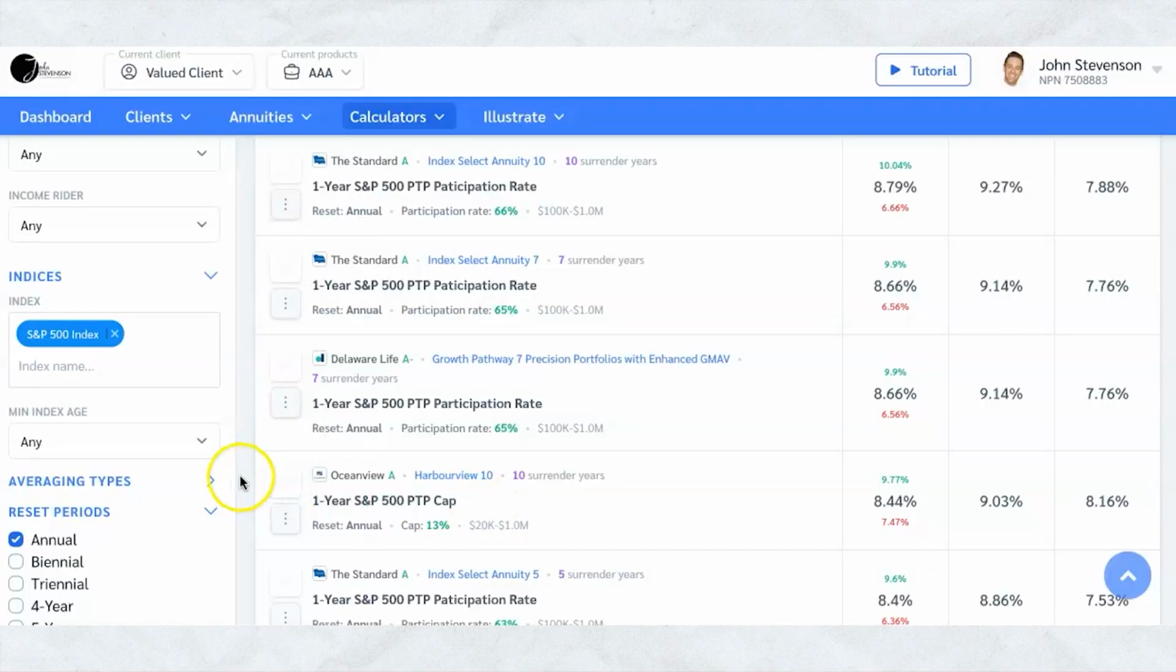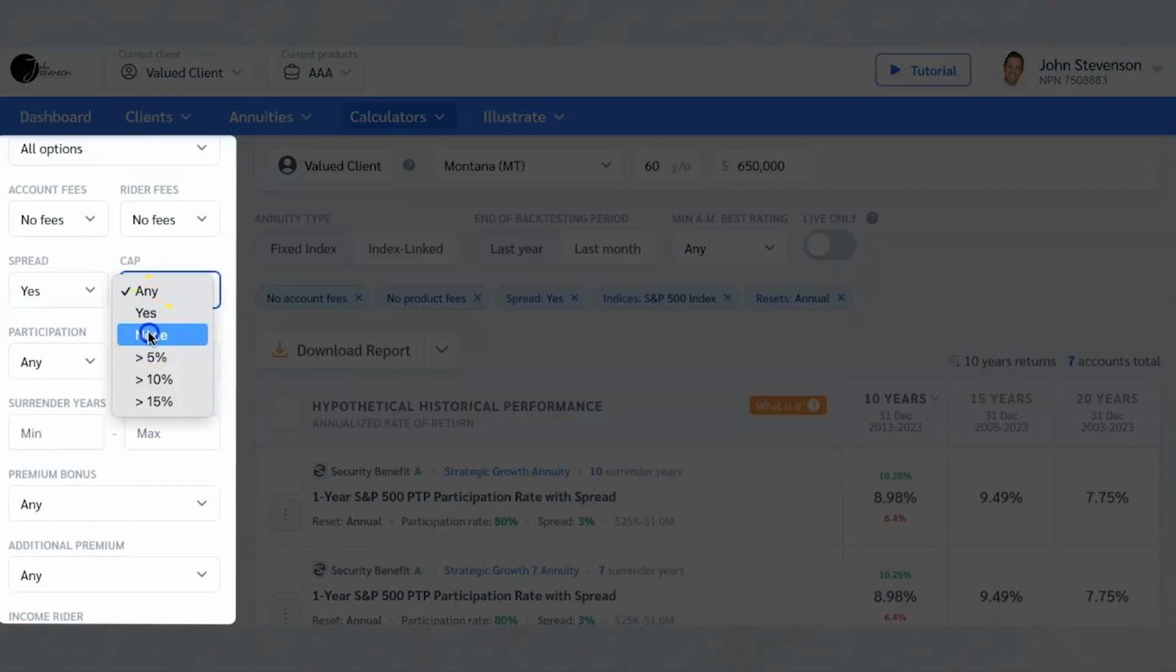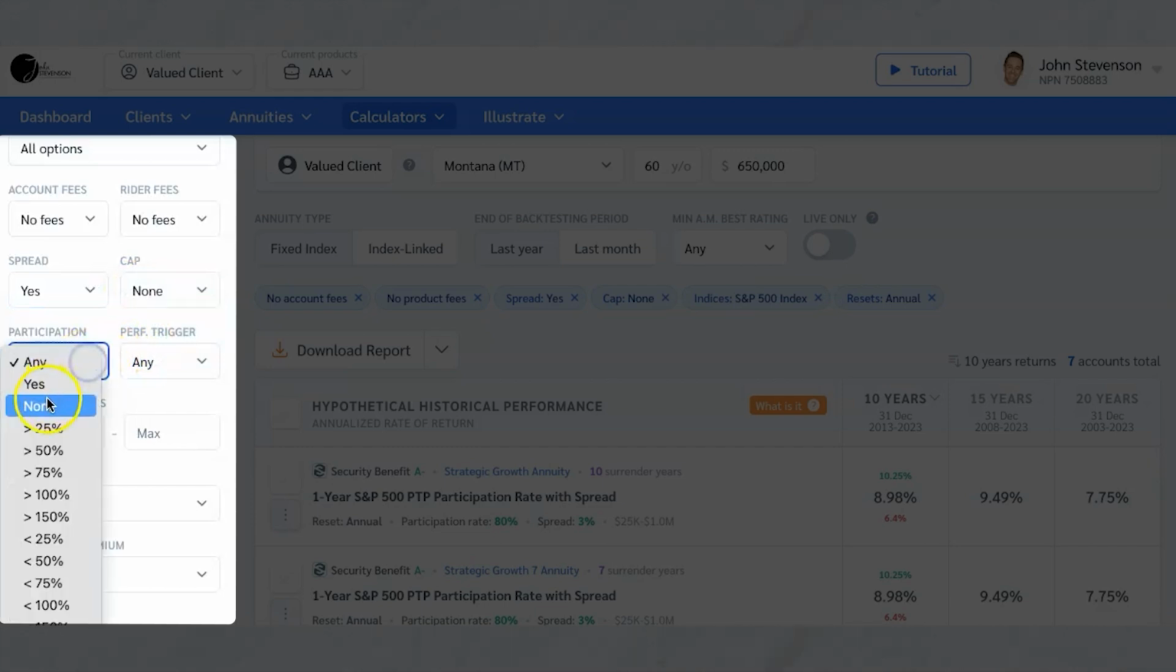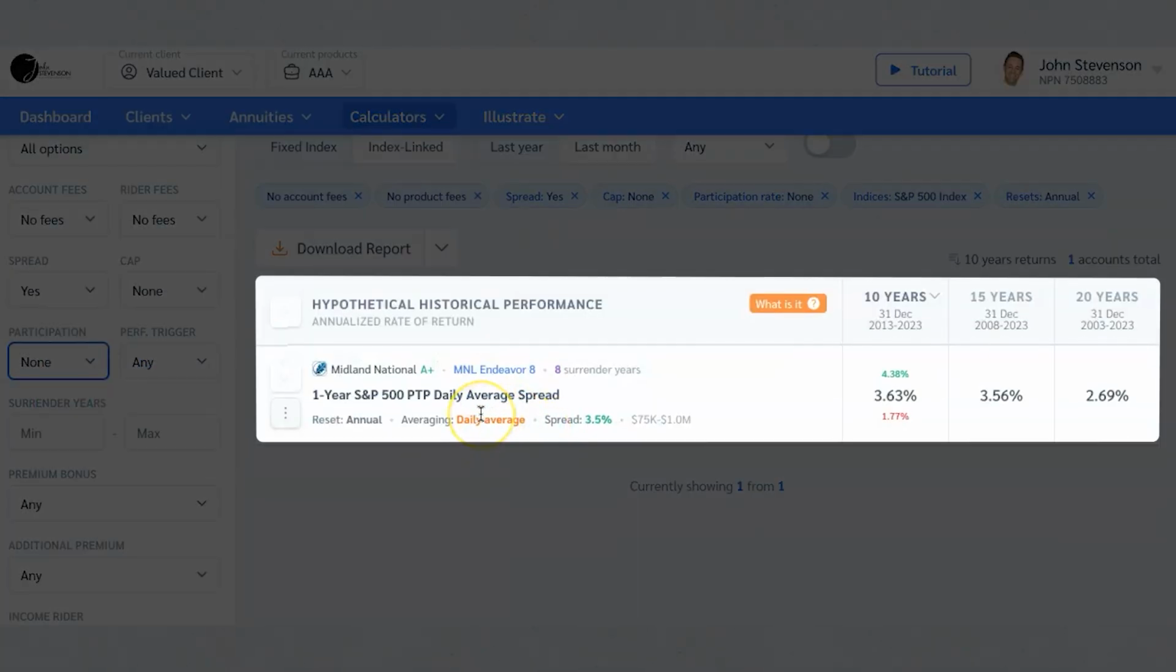Okay, all right. So let's go over here, and I'm just gonna take away, make this easier to look at. Okay, here's an easy one. Midland National. Midland's a great company, by the way. They've been around for, I want to say 119 years.